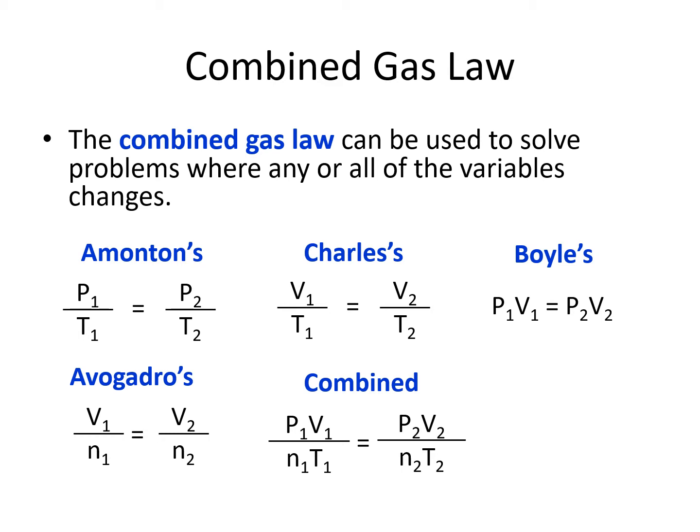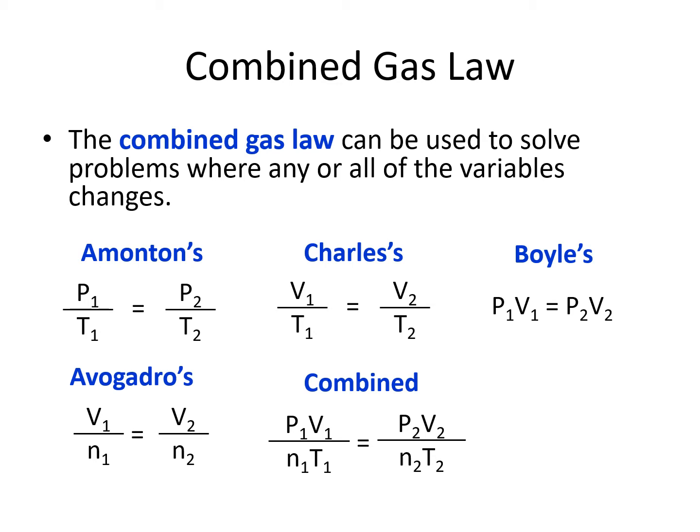Moles is on the bottom, in the denominator of Avogadro's law. So it's in the denominator of the combined gas law. Temperature is in the denominator of both Amonton's and Charles's law, so it's in the denominator of the combined gas law. The combined gas law is P1 V1 over N1 T1 equals P2 V2 over N2 T2.